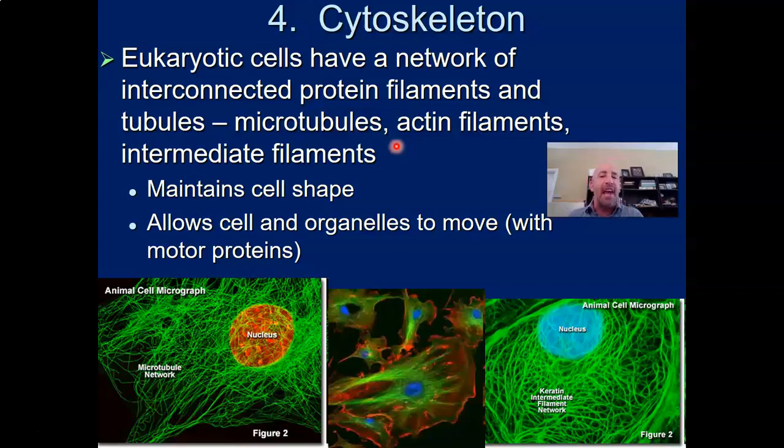The cytoskeleton can be composed of microtubules, actin filaments, intermediate filaments. They're pictured down here. Okay, you don't need to worry about what they look like for a test. I would just know the structural components of the cytoskeleton. Microtubules, actin filaments, and intermediate filaments. And again, they maintain the cell shape and they allow the cell and organelles to move.